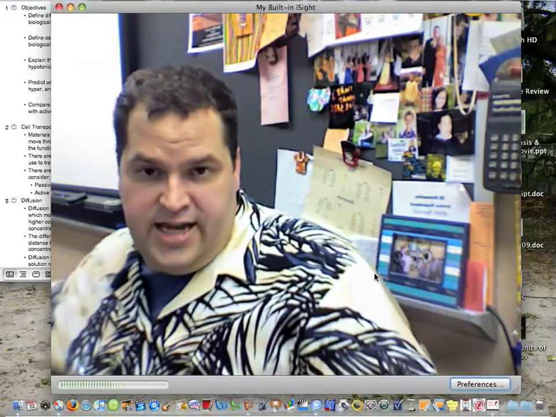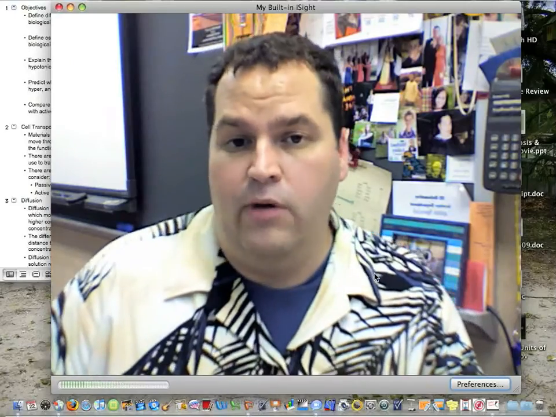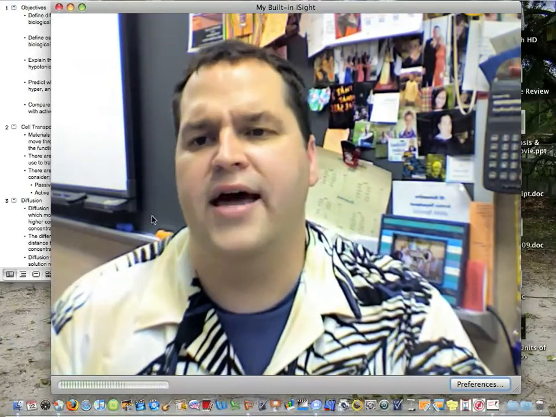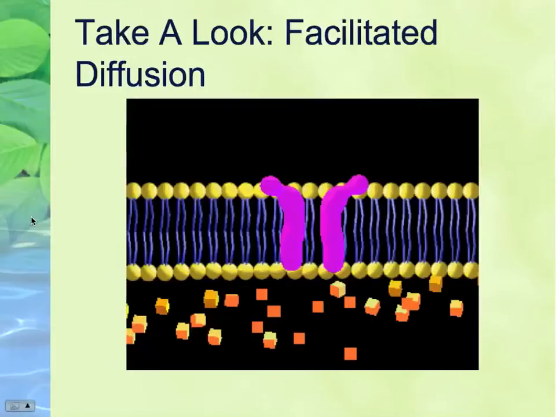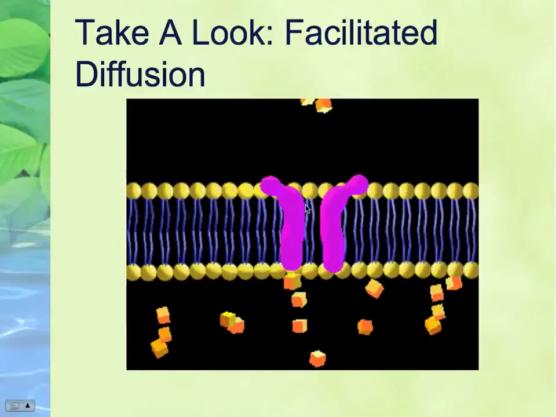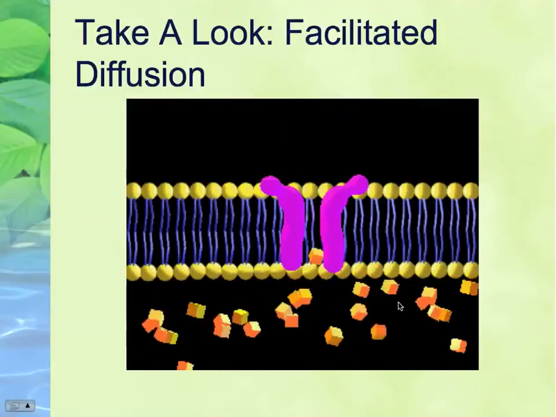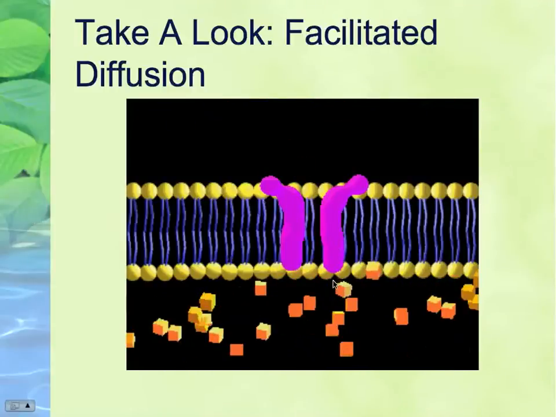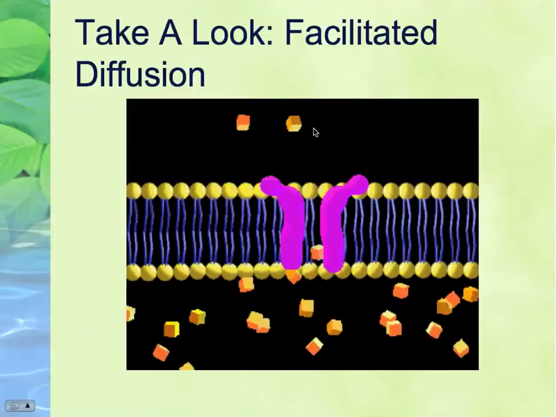All right? Facilitated diffusion, by the way, is a form of passive transport because we don't have to use any energy. We just open the door. What does that look like? Kind of looks like something like this here, okay? This is a carrier protein. All right? And these cubes are obviously too big to fit through the plasma membrane, but what happens is that when they find this door, they move in that direction.